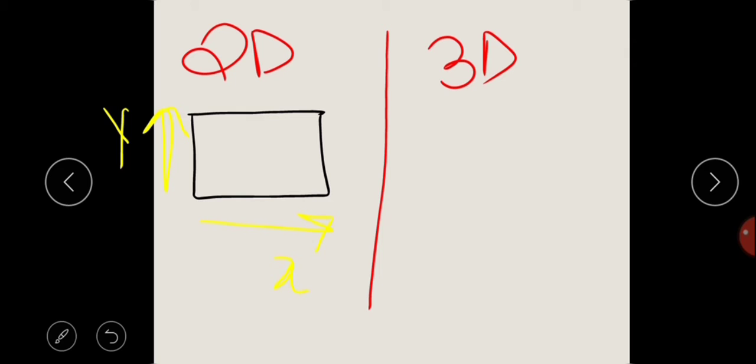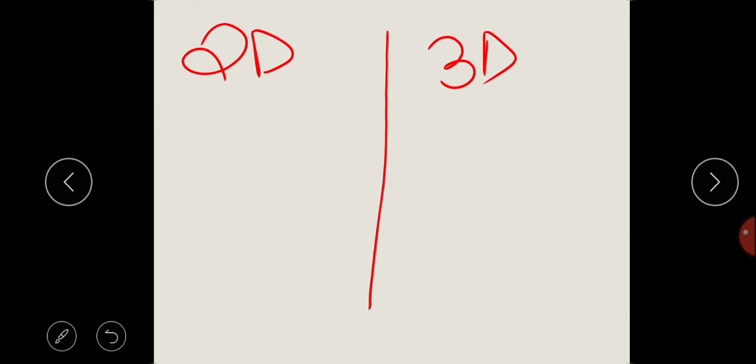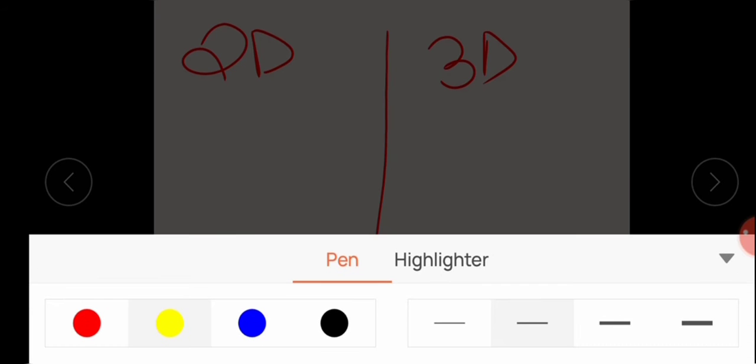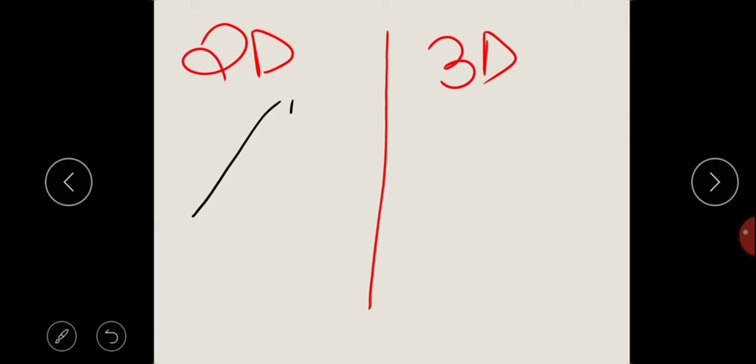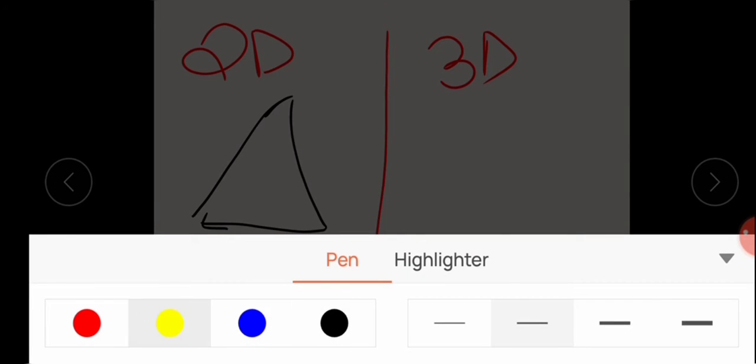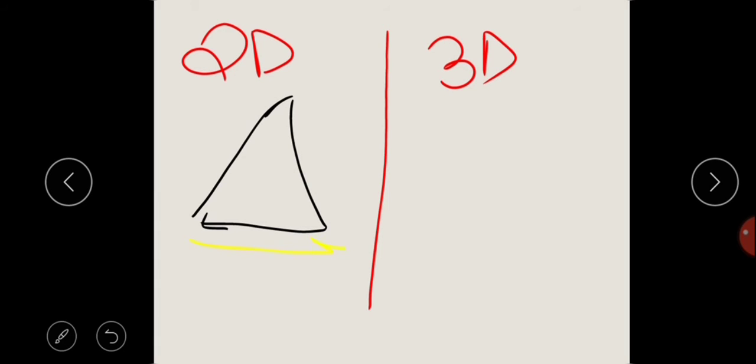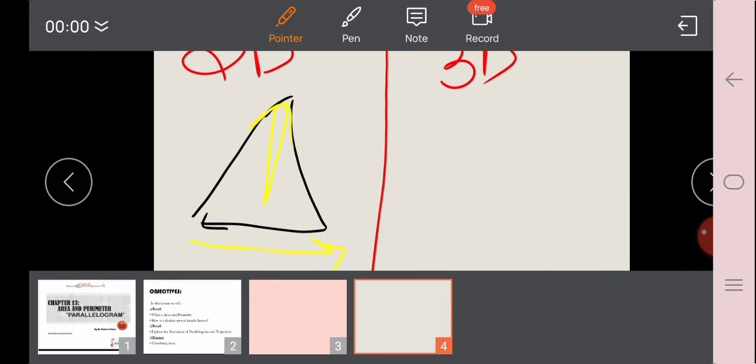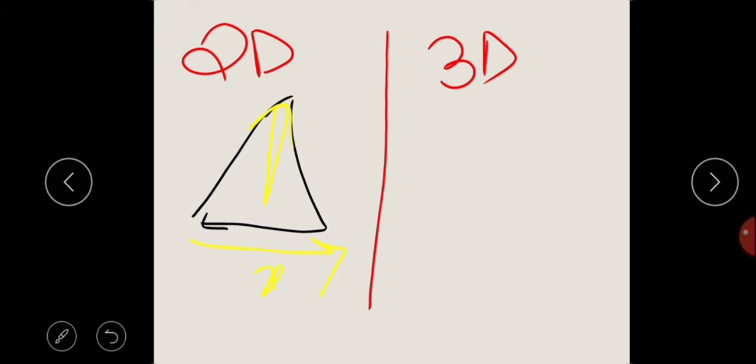Let's take another example. Let me draw another shape. Let's take a triangle shape over here now. So if you look over here in this triangle shape, again we have a lying side and we have a standing side. So basically this shape is covering space horizontally. If we look, this shape is covering space horizontally and also vertically, that is, upward. Similarly, it's going to have two dimensions again, x and the y axis.